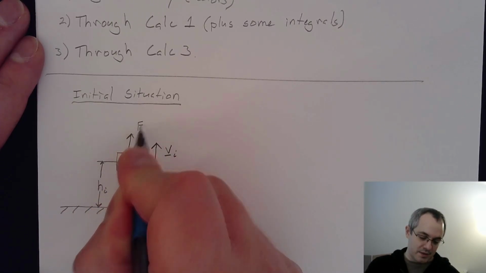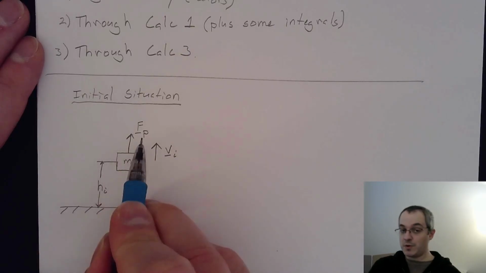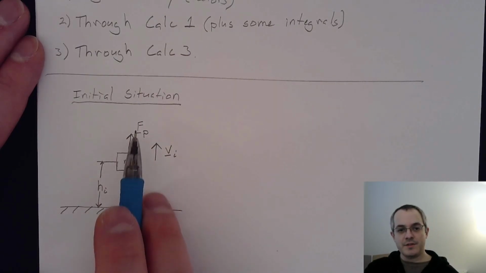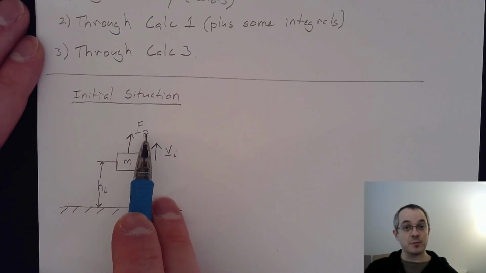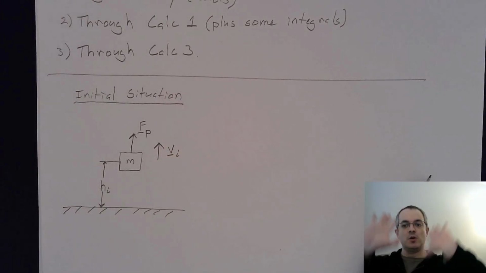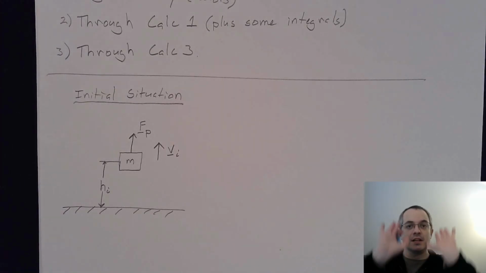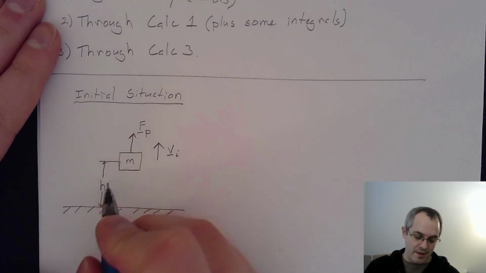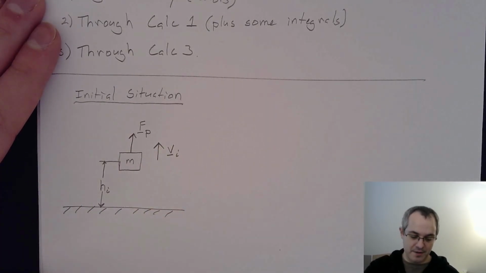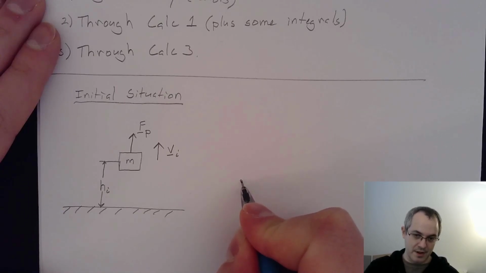So the box is experiencing a force, which is a vector. This force F_p, the p stands for pushing. So you might imagine that we're pushing the box up with that force. That's us pushing on the box, lifting it up. And then of course there's gravity around.